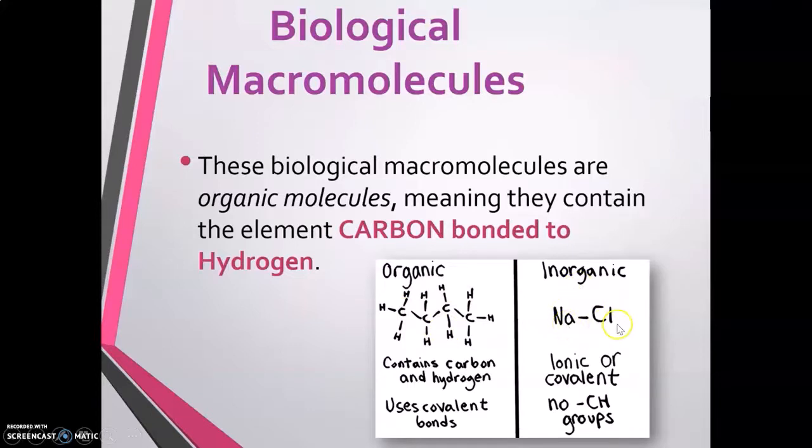Inorganic things would be like salt. NaCl is table salt. This is an ionic bond between the sodium and the chlorine. The chlorine steals an electron from sodium, so sodium has a +1 charge, chlorine has a -1 charge, and that opposite charge is what attracts them together. That is the ionic bond. There's no CH groups, no carbon or hydrogen at all here in the inorganic molecule.